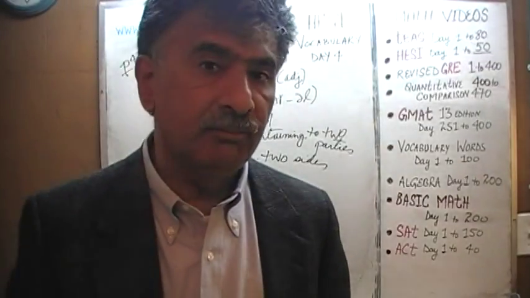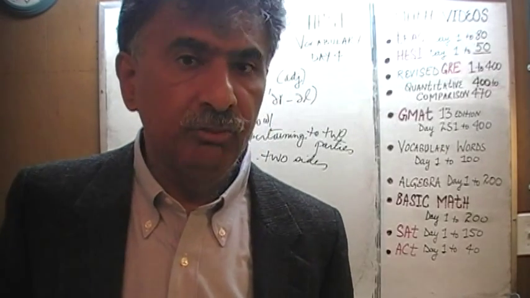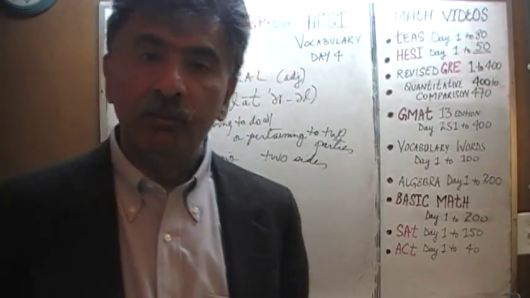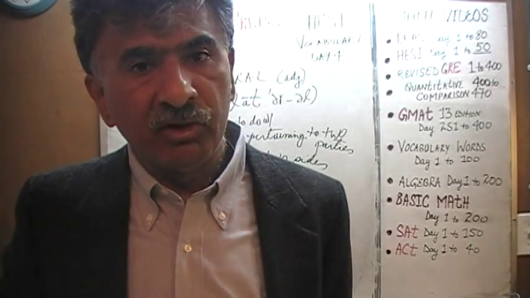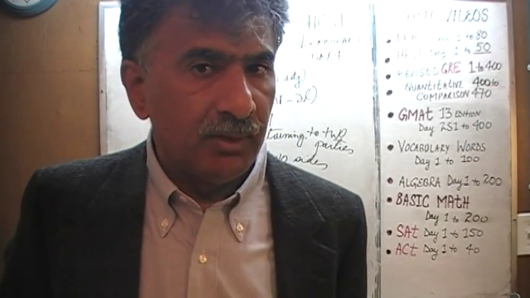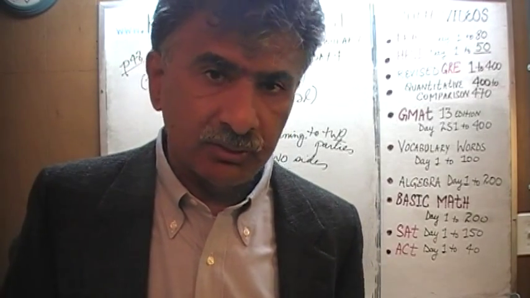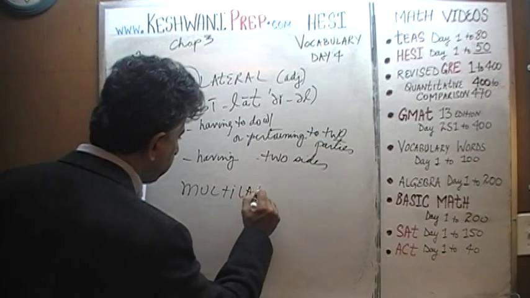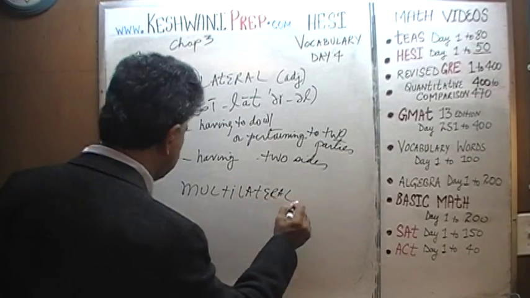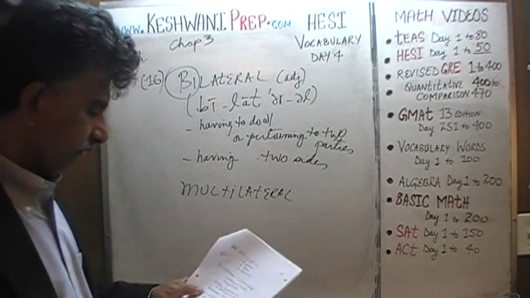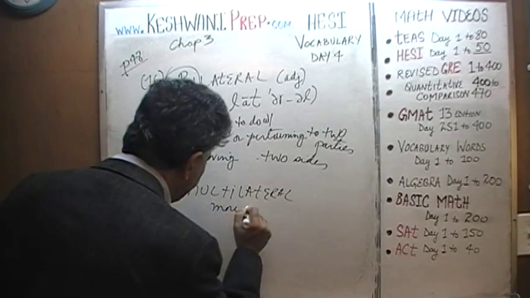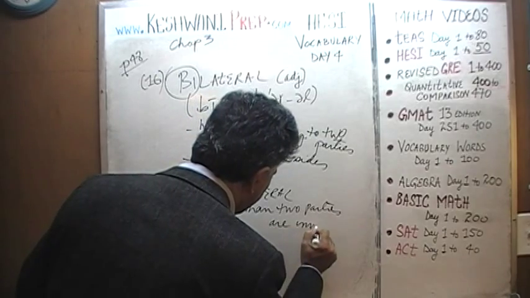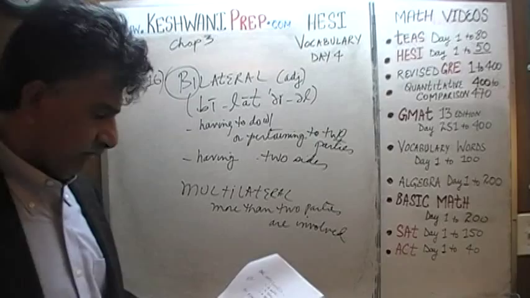A bilateral agreement is an agreement that takes place between two parties, two sides. There are two parties involved, two individuals, two nations, two corporations may be involved, and as long as there are only two, the agreement is said to be bilateral. If there are more than two parties involved in an agreement, then it is termed multilateral. That means having more than two parties.